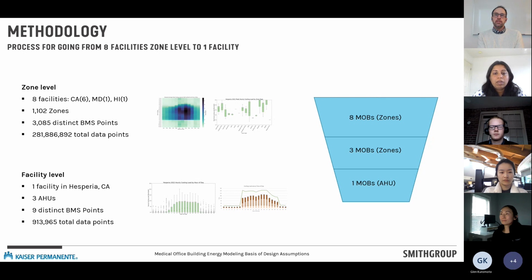I will note just to the right there, there's kind of an intermediate level. Those are the 3 MOBs that had sufficient zone attribute data that we were able to get from those mechanical plans, as well as the other data in the CSV files. And Eli will talk a bit about that later on.